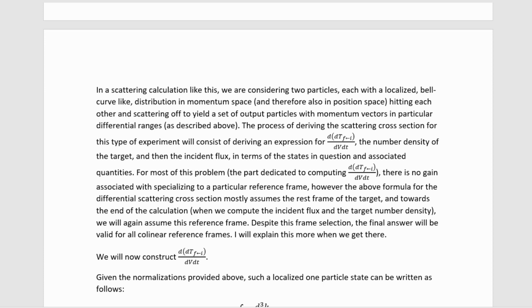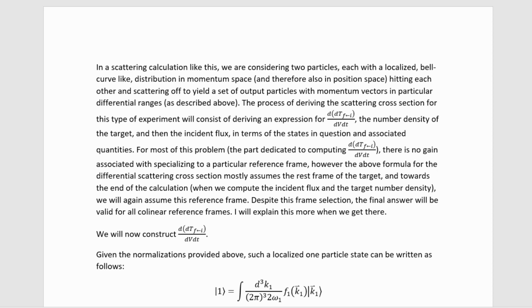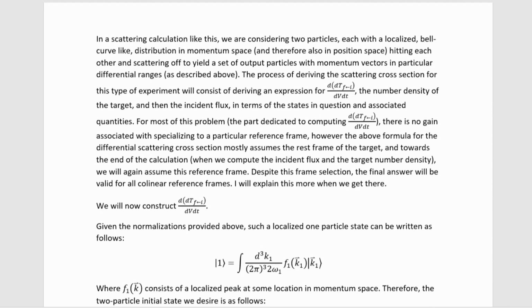For most of the problem, the part dedicated to computing this, there is no gain associated with specializing to a particular reference frame. However, the above formula for the differential scattering cross-section mostly assumes the rest frame of the target, and towards the end of the calculation, when we compute the incident flux and the target number density, we will again assume this reference frame. Despite this frame selection, the final answer will be valid for all collinear reference frames. I will explain this more when we get there.